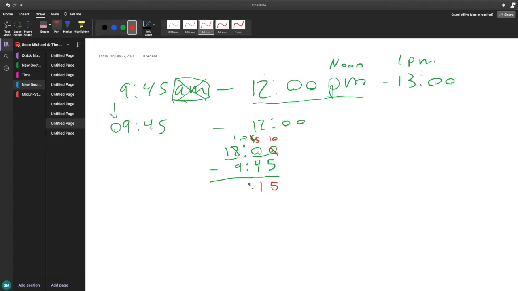And so then we make sure we put our dots here, right in line there. And then 1 minus 9 is not possible, but we can do 11 minus 9, which is going to be 2. So this is your answer. You don't need to cross it out. That is your answer there. And there you have it. And this would be 2 hours and 15 minutes. So that is how you get that.